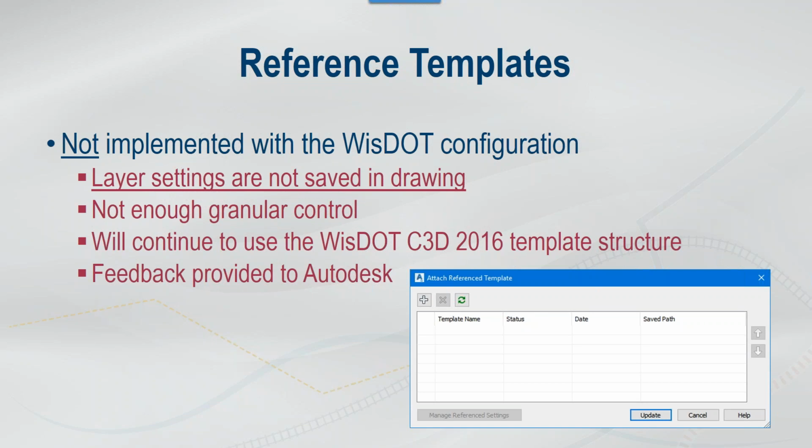Second, we would like to see much more granular control over reference templates. We feel that additional control would make the reference templates much more friendly from an enterprise standpoint. So the template structure you see with our Civil 3D 2018 configuration will look very similar to what we have with our Civil 3D 2016 configuration.